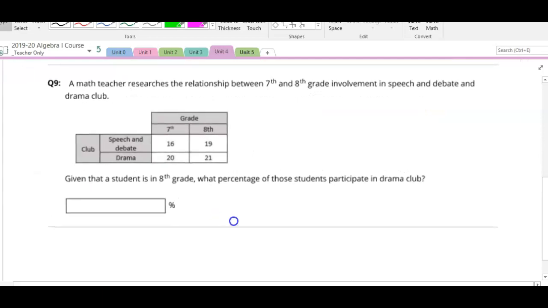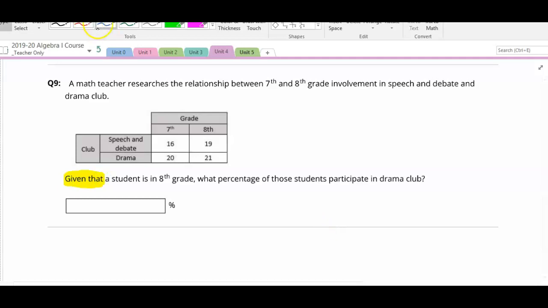Now let's talk about some two-way frequency tables and some conditional probability. A math teacher researches the relationship between 7th and 8th grade involvement in speech and debate and drama club. Given that a student is in 8th grade, what percentage of those students participate in drama club? Whenever you see these magic words given, that means we have a limited amount of the data that we're going to look at.